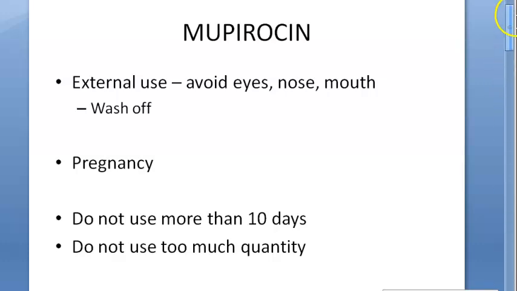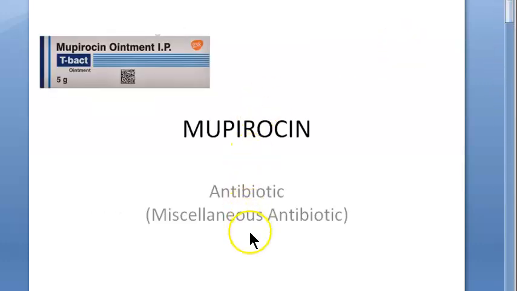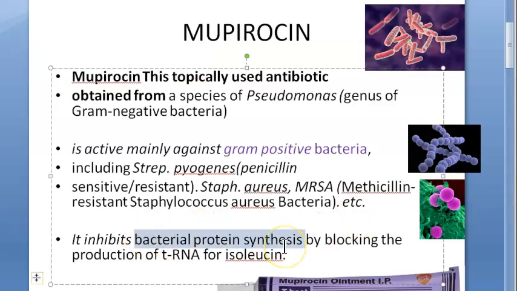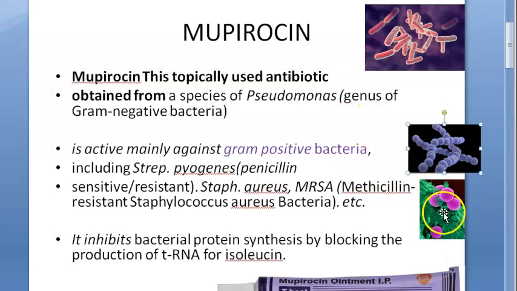So we are done with MUPIROCIN. It is a miscellaneous antibiotic. It works by inhibiting protein synthesis by the bacteria. It is mostly bacteriostatic is what the textbook says, so we'll go with that. It is active against Streptococcus, Staphylococcus, gram-positive bacteria. This much you should know.